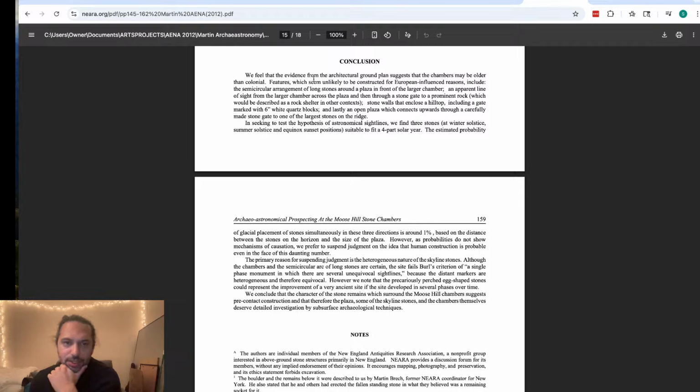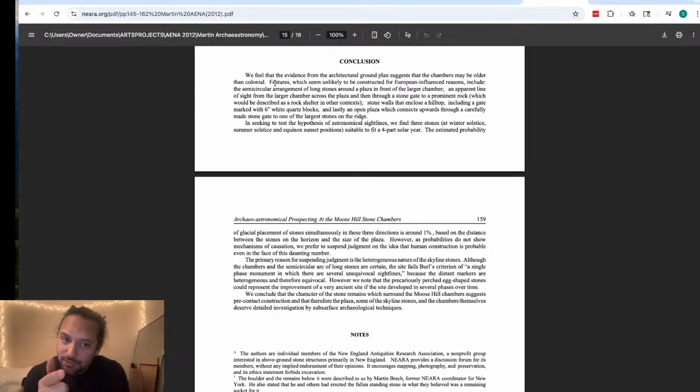Conclusion. We feel that the evidence from the architectural ground plan suggests that the chambers may be older than colonial. Features which seem unlikely to be constructed for European influence reasons include the semicircular arrangement of long stones around a plaza in front of the larger chamber, an apparent line of sight from the larger chamber across the plaza and then through a stone gate to a prominent rock, which would be described as a rock shelter in other contexts. Okay, that's fair.